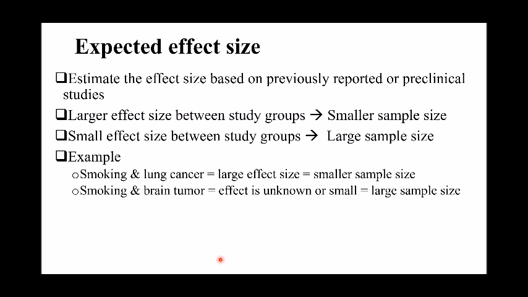An example, to make it easier. Smoking and lung cancer, we know the effect is very high, so we need a small sample size. While the relation between smoking and brain tumor is very difficult to estimate. It's very small, even if it's present. That's why, to claim it, to find the result, we need a very large sample size.